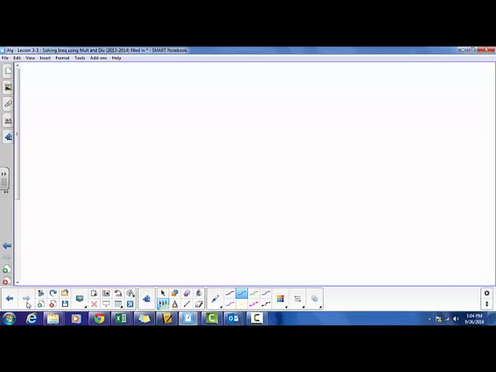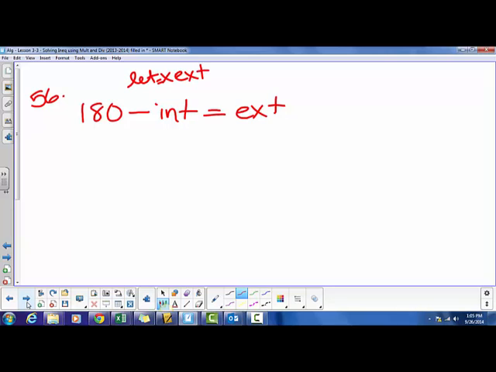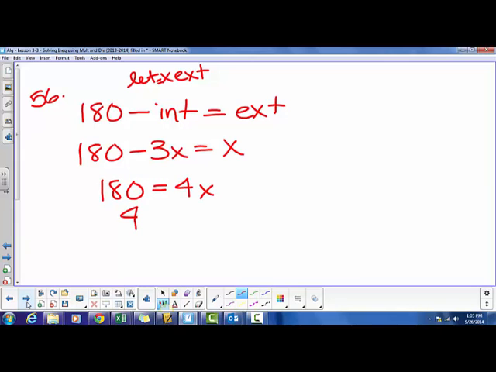Number 56. The measure of an interior angle of a regular polygon is 3 times the measure of the exterior. So let's see. If I take 180 minus the interior, I can solve for the exterior. It says that the measure of the interior is 3 times greater than the exterior. So if I let x equal the exterior, then the interior is 3x. So 180 minus 3x equals x. Okay, so I'm going to add 3x to both sides, and I find out that 180 equals 4x, or 45 equals x.